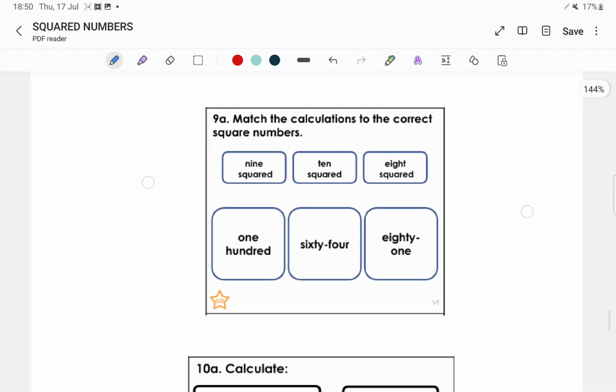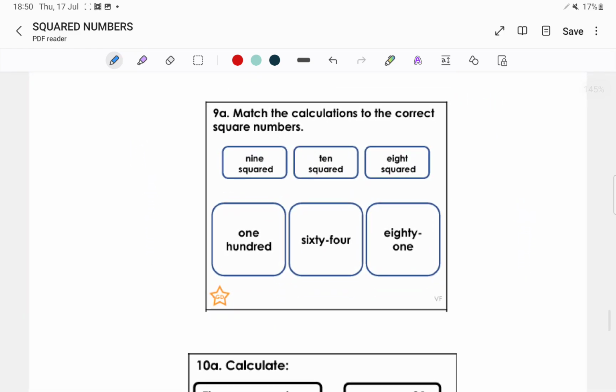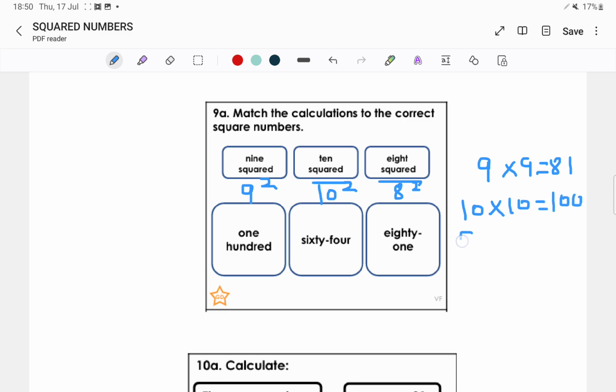Then we have a question, match the calculation. So here is a word form given. 9 squared, 10 squared and 8 squared. 9 squared means 9 by 9, which is 81. 10 squared is 10 by 10, which is 100. 8 squared is 8 by 8, which is 64. So now we can easily match. 8 squared is 64, 9 squared is 81 and 10 squared is 100.